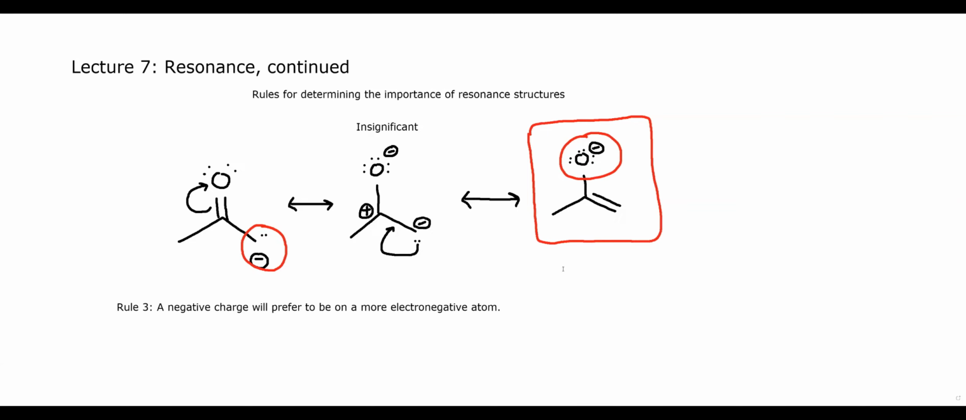So we will call this one the major resonance structure, and we'll call this one over here on the left the minor resonance structure. You could also call them more significant and less significant. I'm going to use the terms major and minor, just indicating that they both do have some contribution, but this one on the right is more of a major contributor to the overall electronics of the system. Okay, so rule number 3, negative charges would prefer to be on a more electronegative atom.